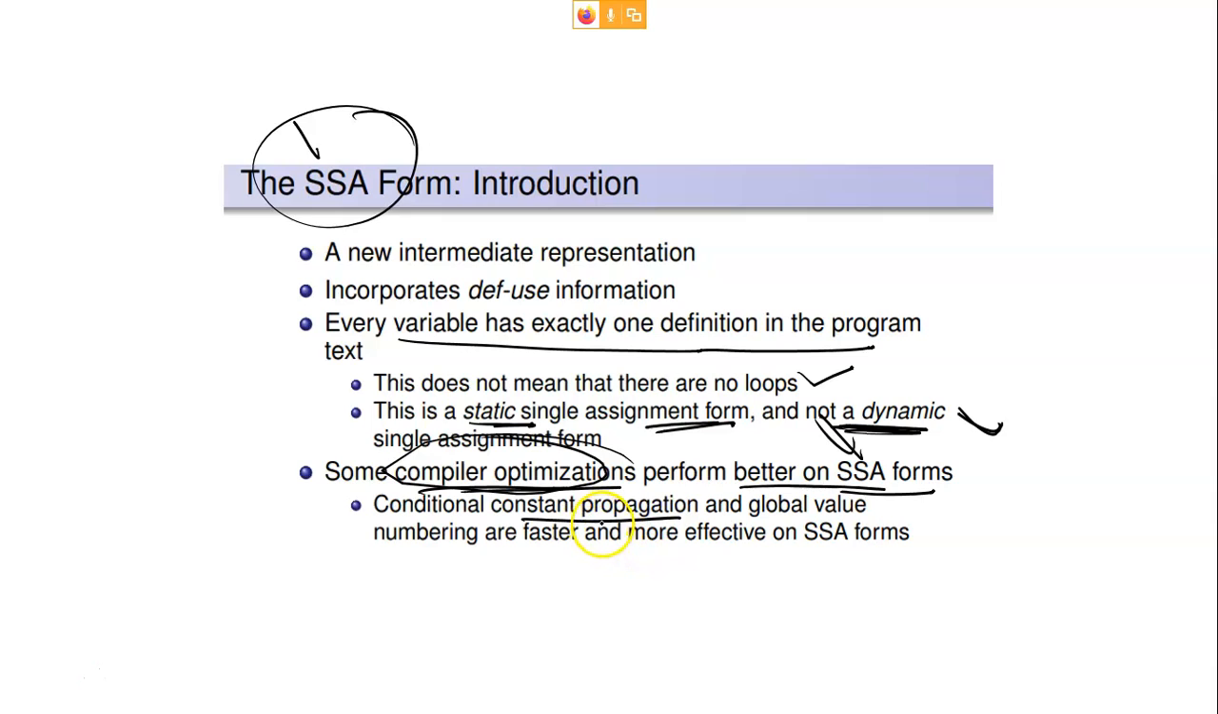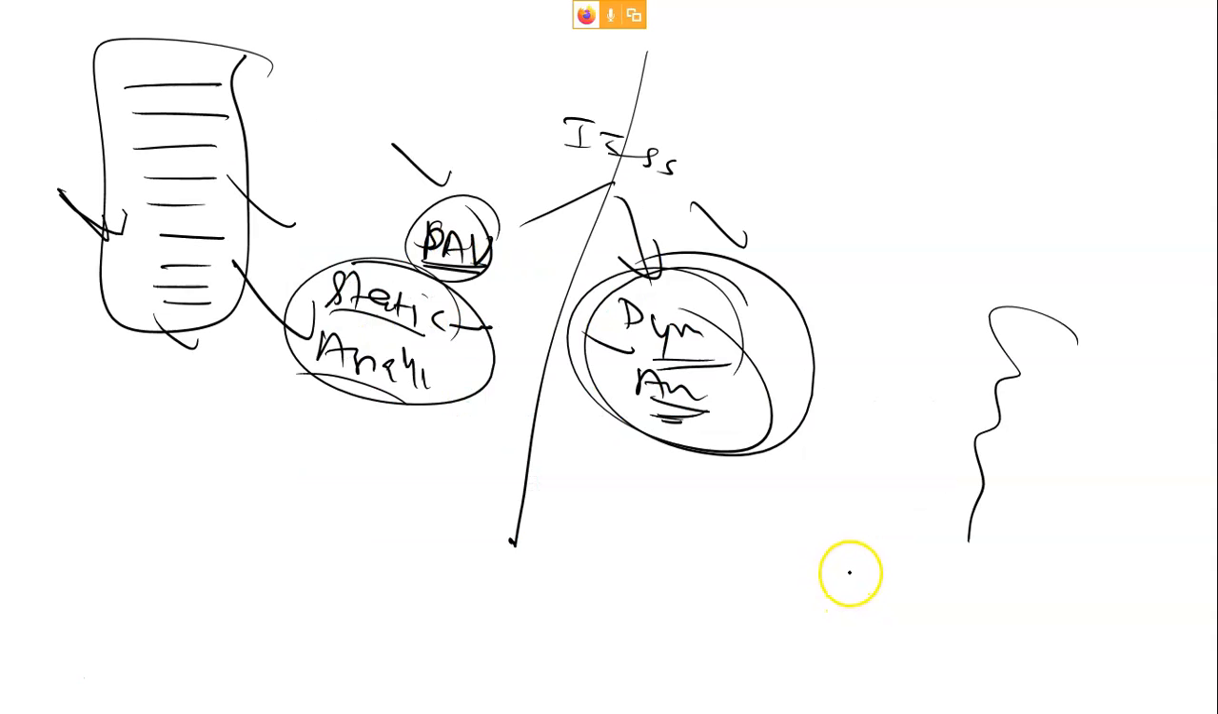These are some examples. We will see these, because in the syllabus we have things like constant propagation and live analysis. This year they have been added, so we will see these things. You will see that they actually work better on SSA forms. So this is the use of SSA.